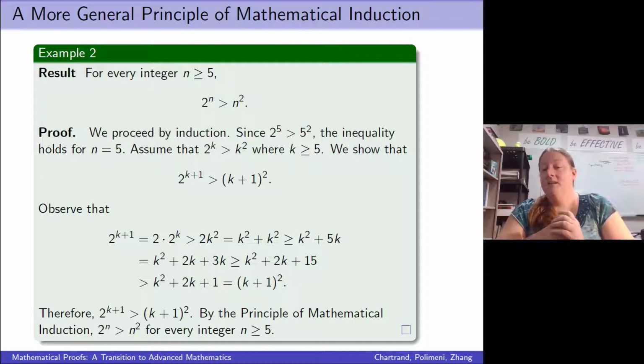2 times k squared equals k squared plus k squared. Since k is greater than or equal to 5, we know that k squared is greater than or equal to 5k. So we have k squared plus k squared is greater than or equal to k squared plus 5k. And we can break 5k into 2k plus 3k. So k squared plus 5k really equals k squared plus 2k plus 3k. Now we know that k is greater than or equal to 5, so 3k is greater than or equal to 15. So we know that k squared plus 2k plus 3k is greater than or equal to k squared plus 2k plus 15.